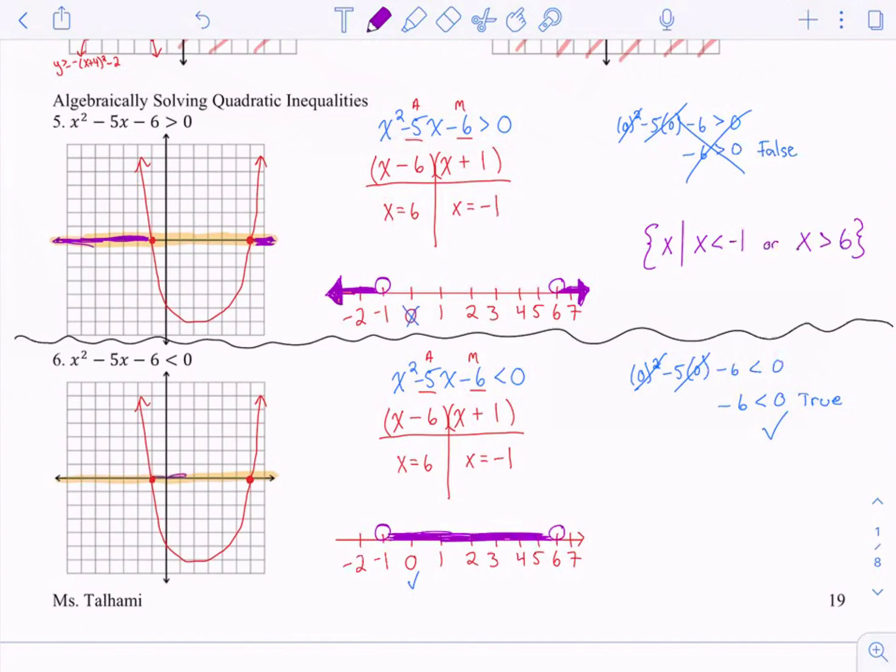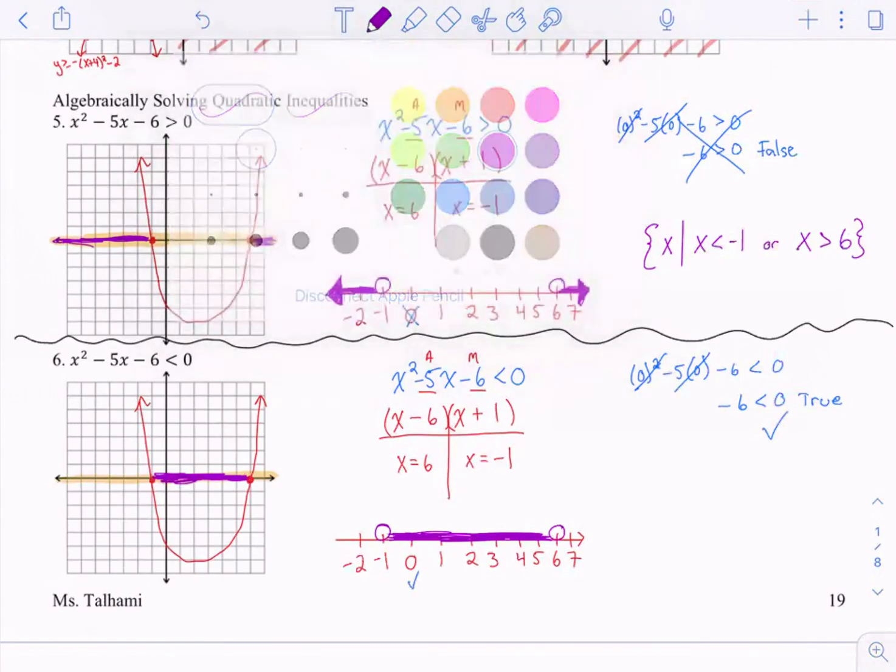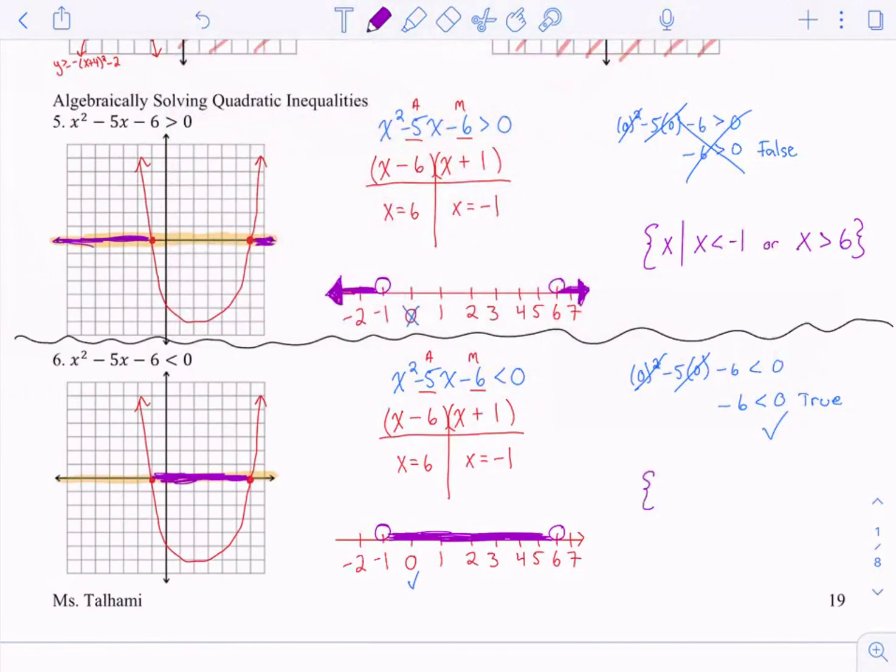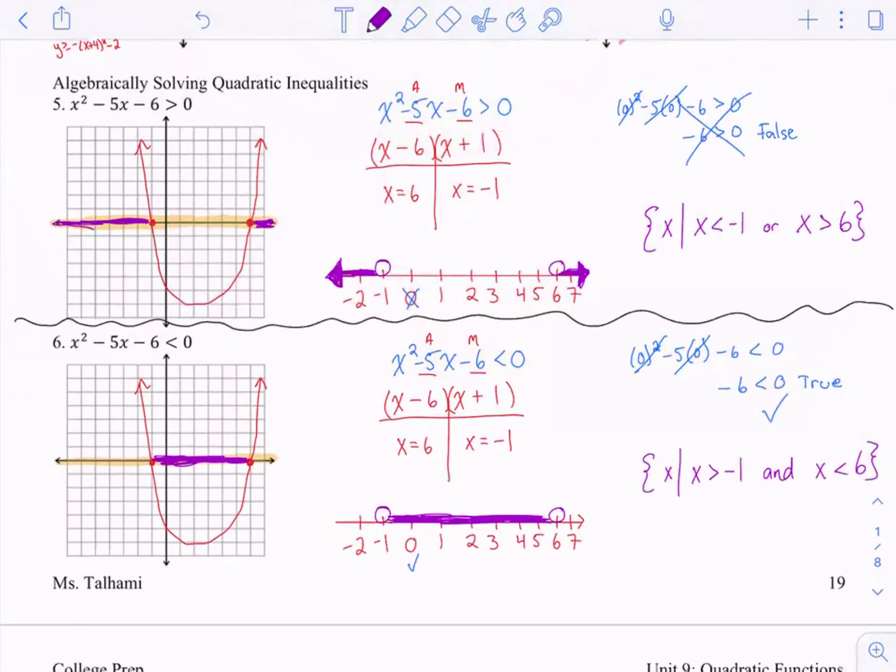So that means all the answers here are the correct answers for this quadratic inequality. So how do I write that? There's two different ways that I can write it. I could say all the x values such that x is greater than -1 and x is less than 6. Or you can put them together if you remember, all the values of x such that x is between 6 and -1.